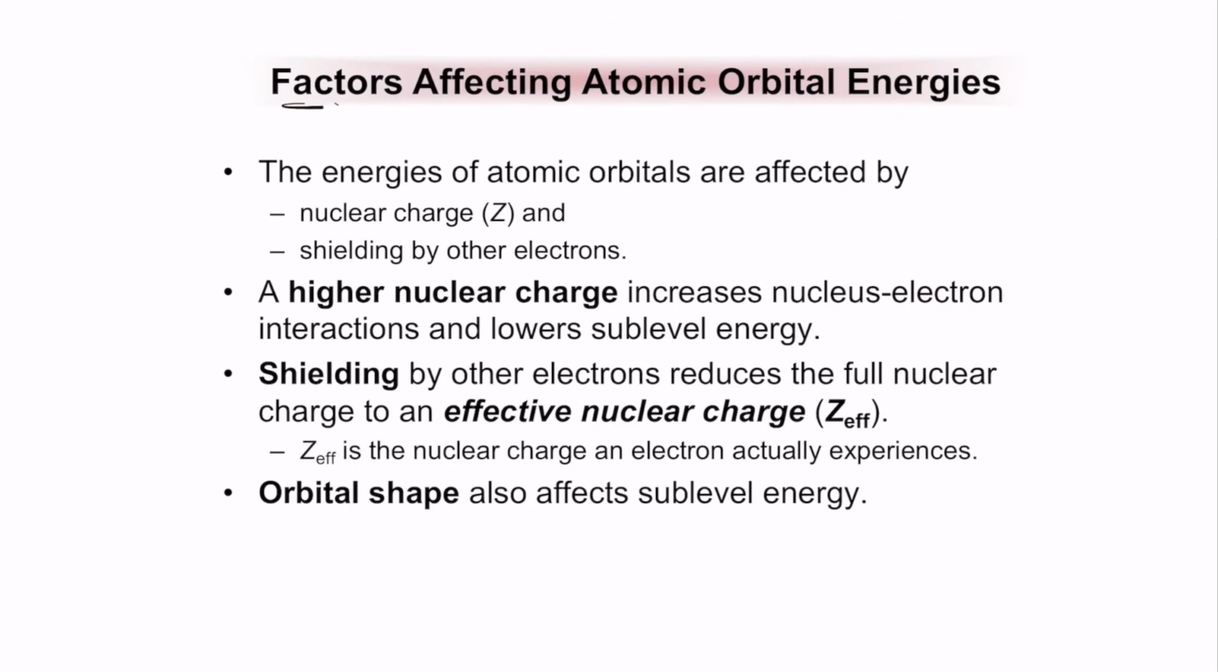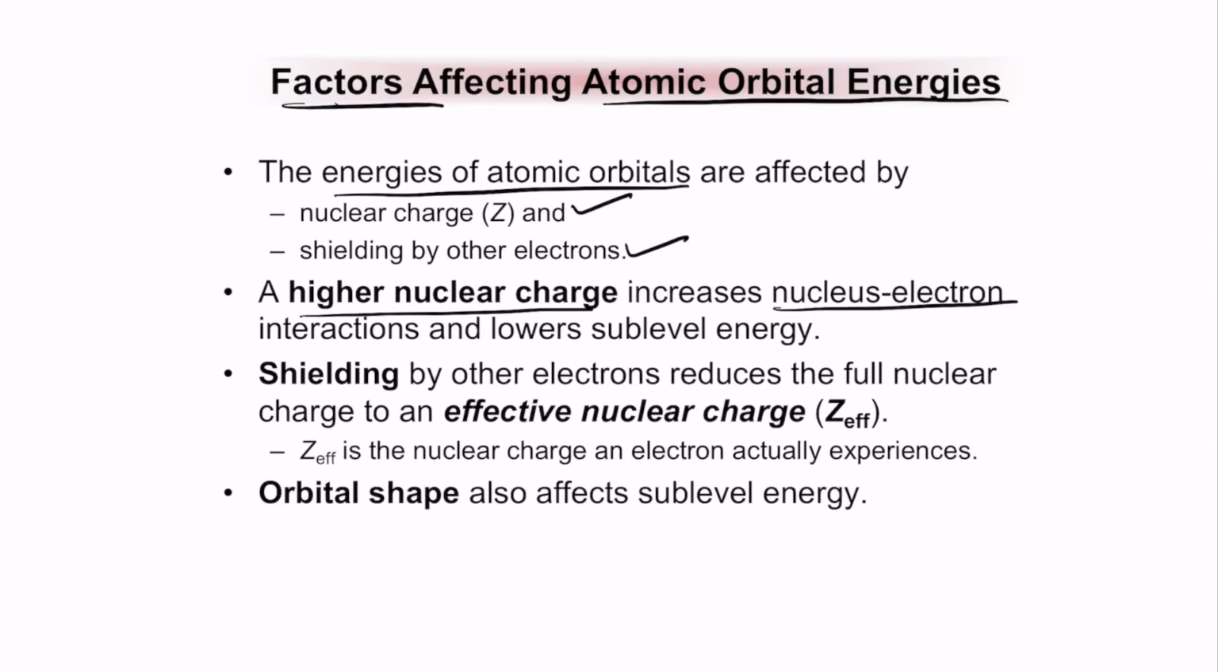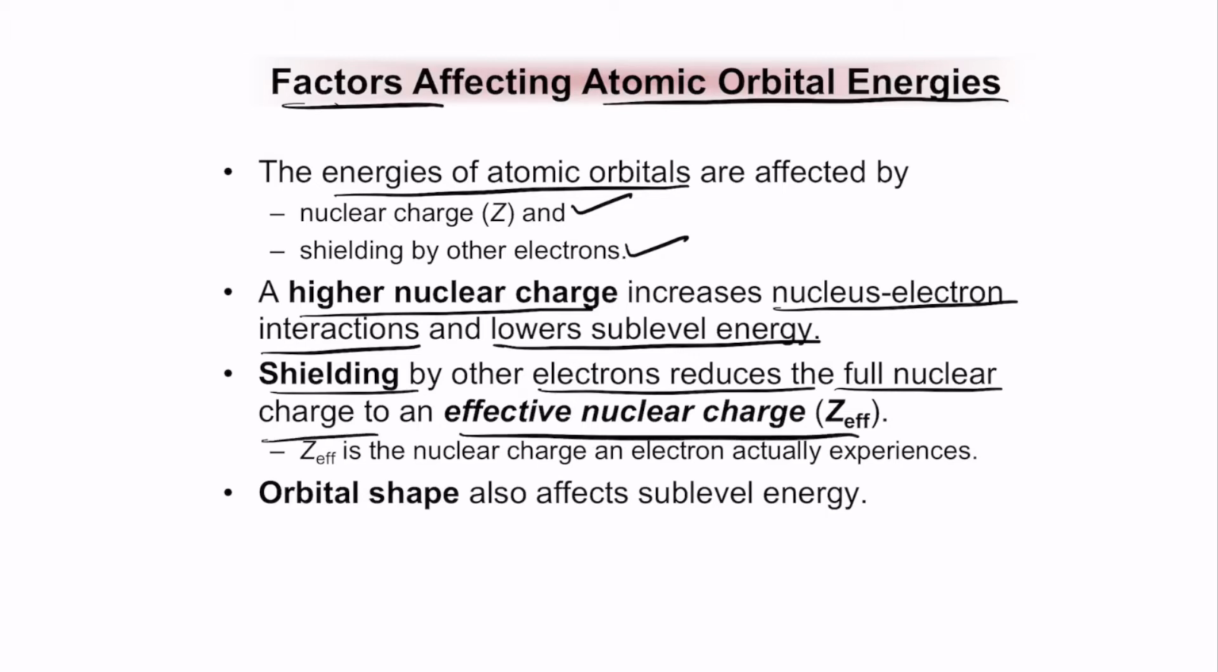Next, let's discuss the factors that affect the atomic orbital energies. The energies of atomic orbitals are generally affected by two main values. One is the nuclear charge, and second is the shielding by the other electrons. The higher the nuclear charge, it increases the nuclear electron interactions and lowers the sublevel energy. When it lowers the sublevel energy, it is easier for the electron to get attracted towards the nucleus. Next is shielding. Shielding is where other electrons reduce the full nuclear charge to an effective nuclear charge.